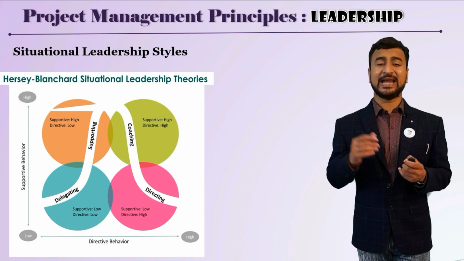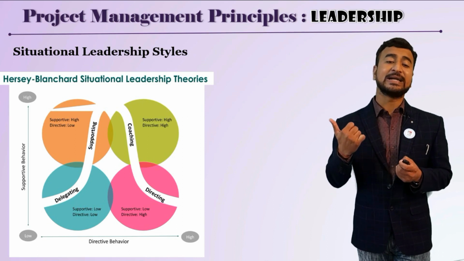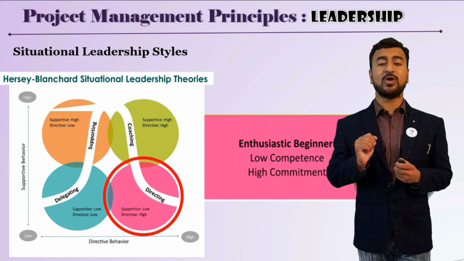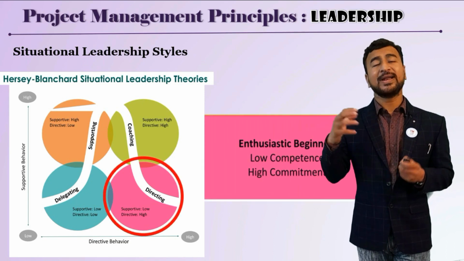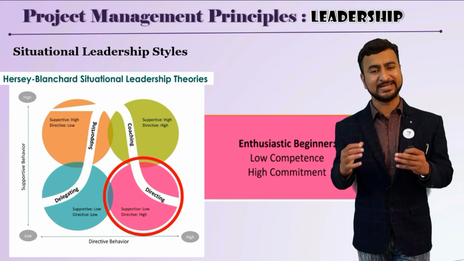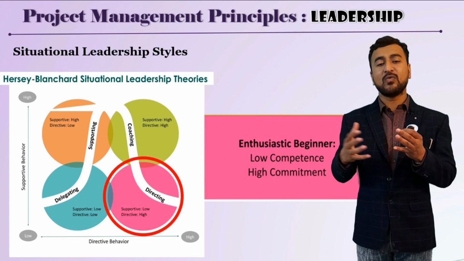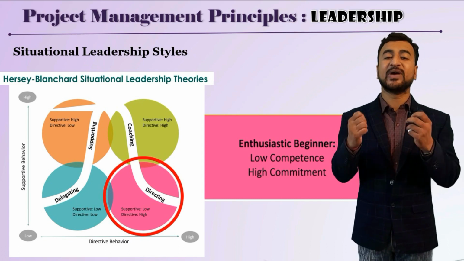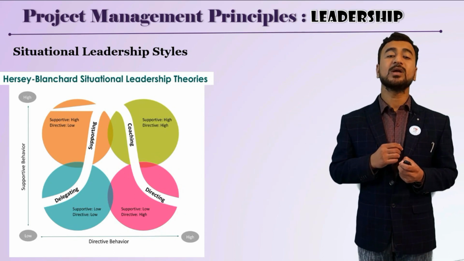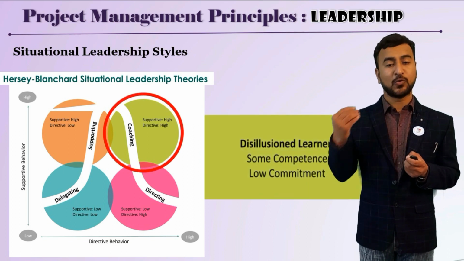was given in 1968 by the organizational behavior research scientists Hersey and Blanchard, who introduced this model. First they called it directing. When you have a team who are very enthusiastic beginners but have very low competencies and high commitment to achieve the goals, at that time you can have a directing kind of leadership where you support less but direct them towards achieving the goal.